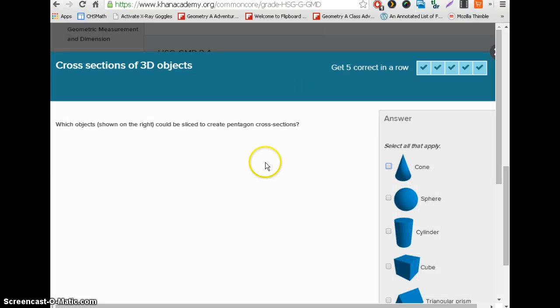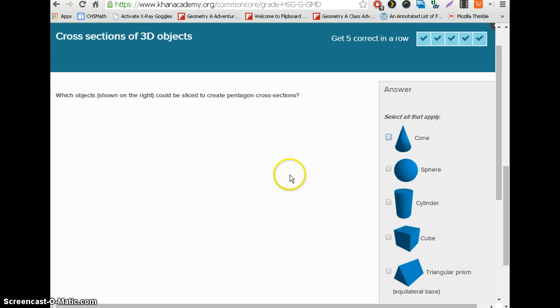Okay, so here I'm going to take you through cross sections of 3D objects. You're going to have to do these problems, and I have to tell you, I sometimes get these wrong. You might get these wrong for a little bit, but I'm not perfect at these, so let's just see. I'll make sure I get 5 in a row right, though.